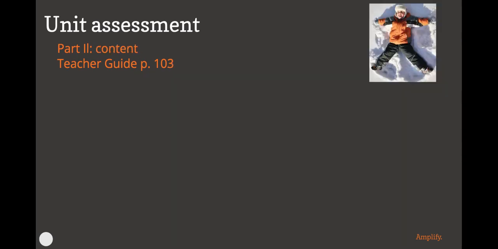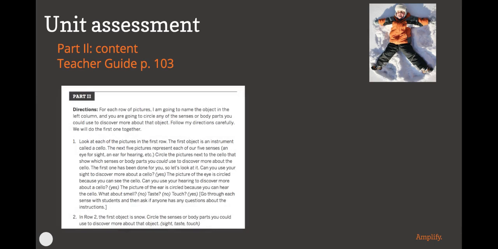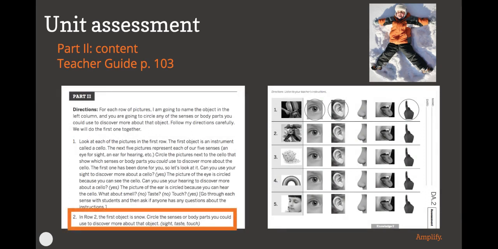Similarly, in part 2 of the assessment, which evaluates student understanding of domain content, you will read statements about the senses from the teacher guide, page 103, while students follow along on a page in their student activity book. For instance, when you read in row 2, the first object is snow, circle the senses or body parts that you could use to discover more about that object.